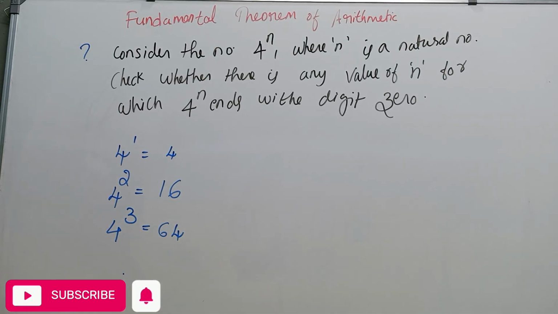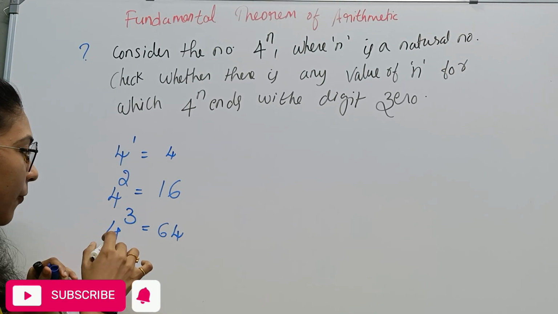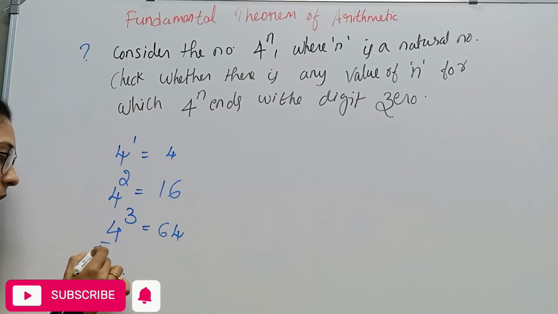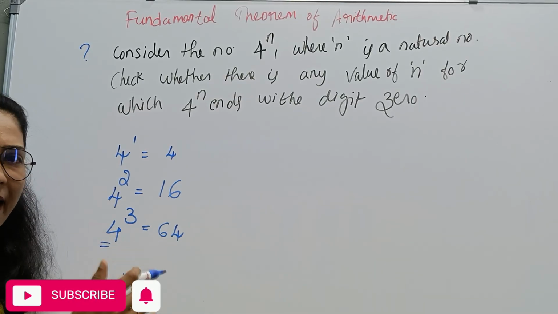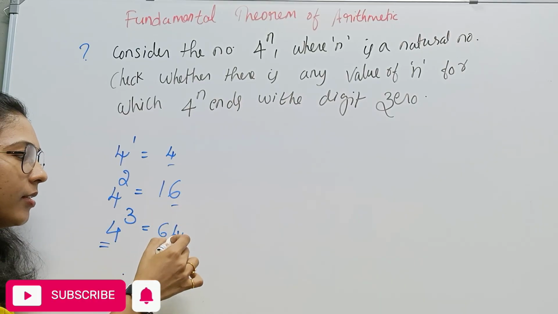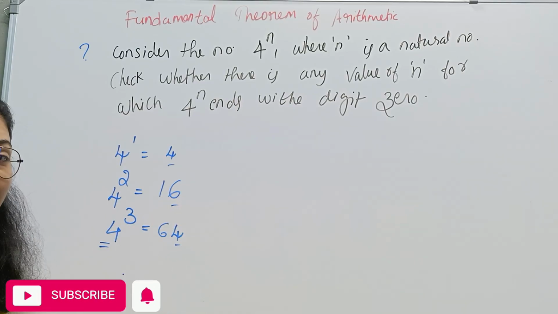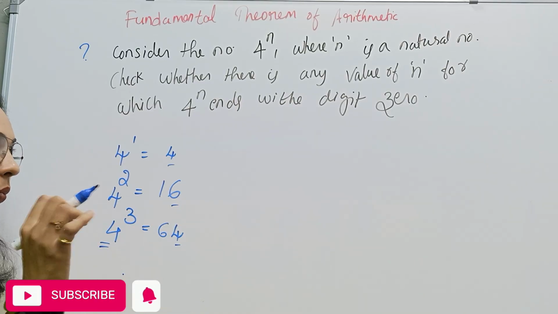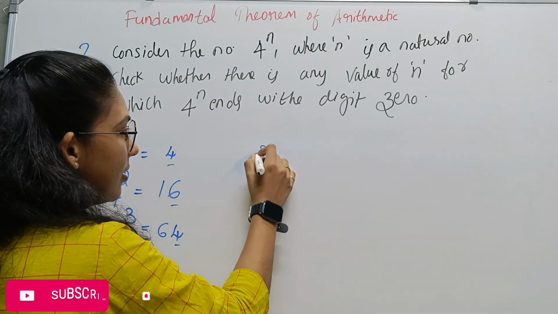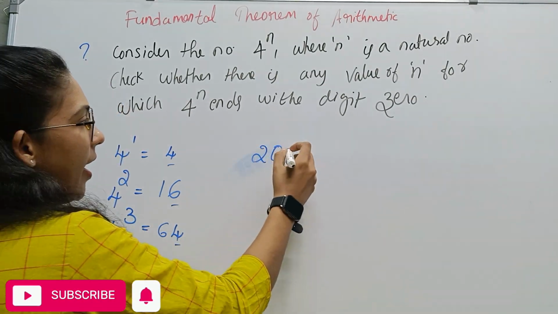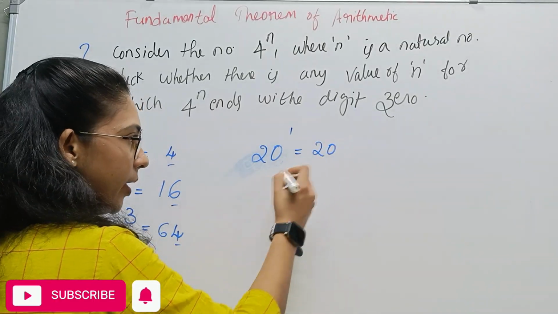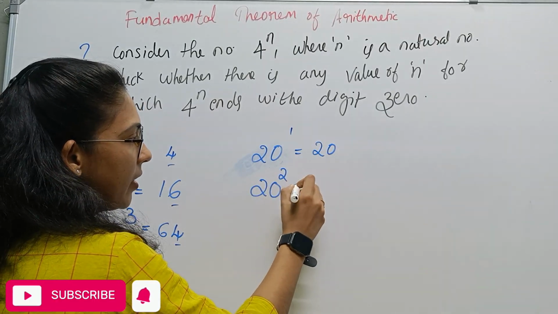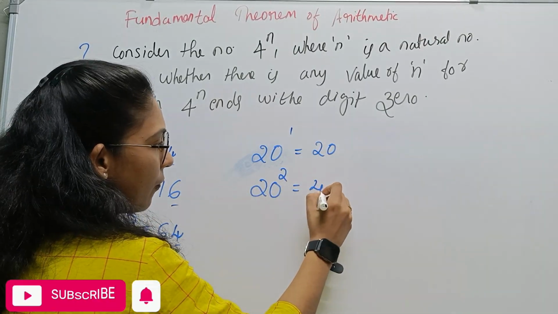Okay, so in this case, if we consider the number 4, then 4 to the power n always ends with the digit 4, 6, again 4, and so on. It never ends with 0. Why? Consider 20. 20 to the power 1 is equal to 20, and 20 to the power 2 will be 400.